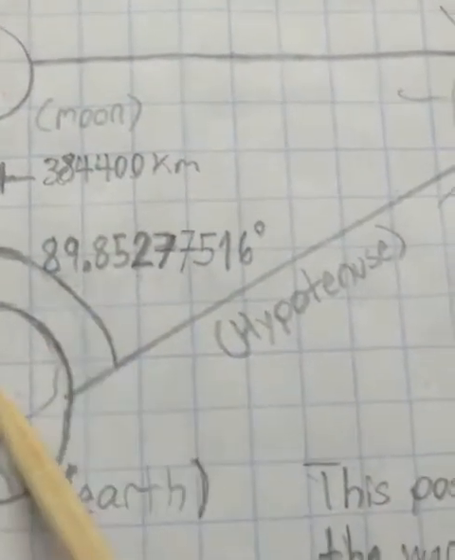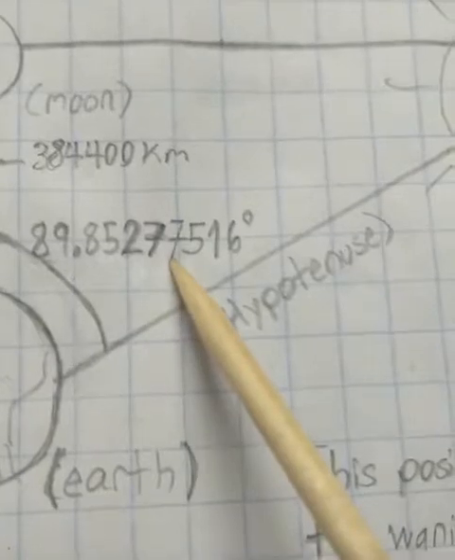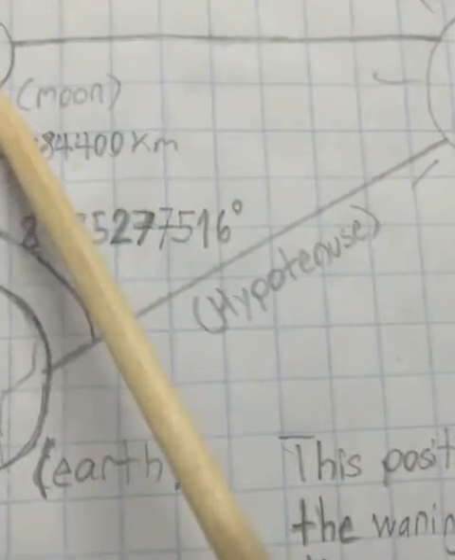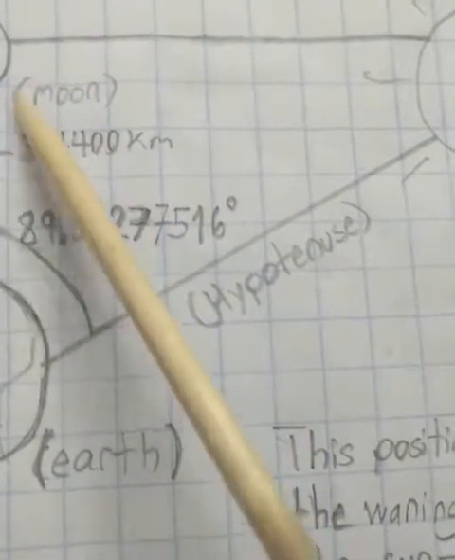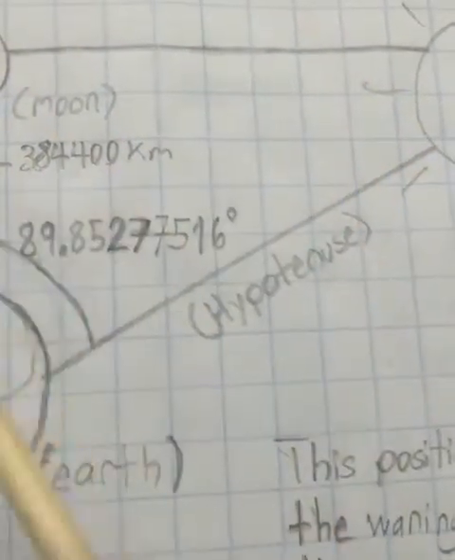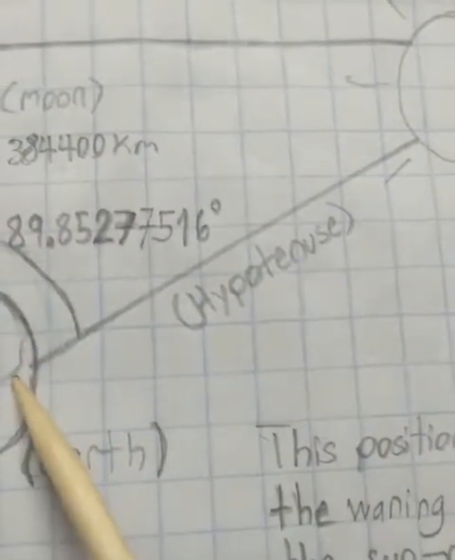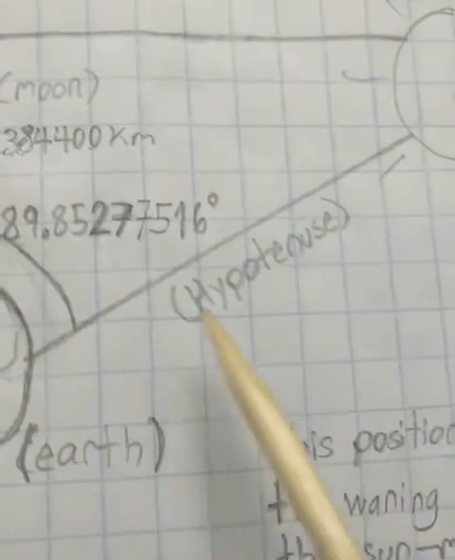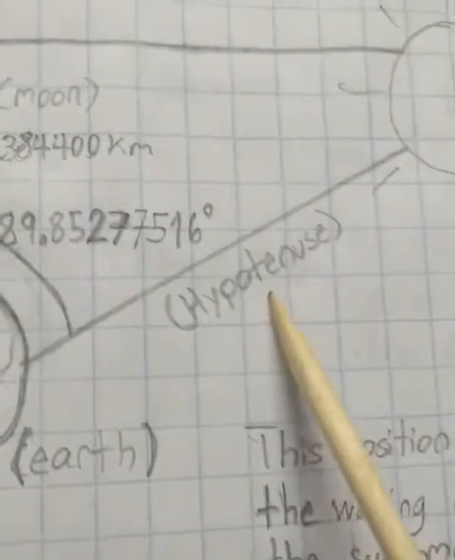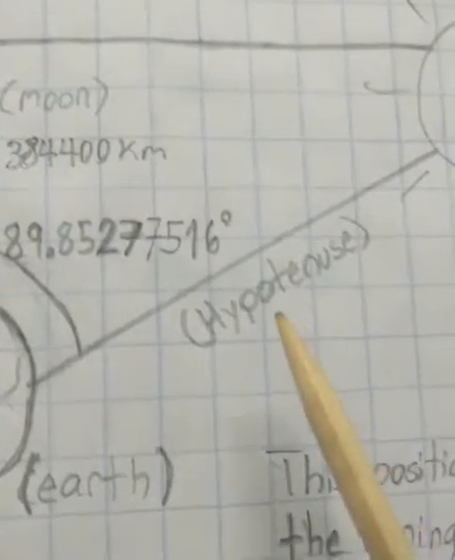The one in regards to the Earth is 89.85277516 degrees. And this one in regards to the Moon is 90 degrees, a right angle. So now that we know that the position among these three is a right triangle, we can assume that the distance between the Earth and the Sun could be the hypotenuse. In order to calculate the hypotenuse, we can use the trigonometric functions. So which one do we need to use?